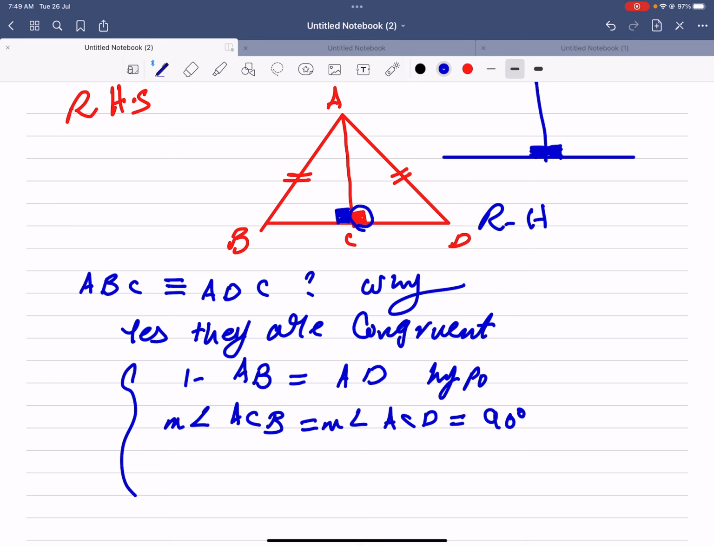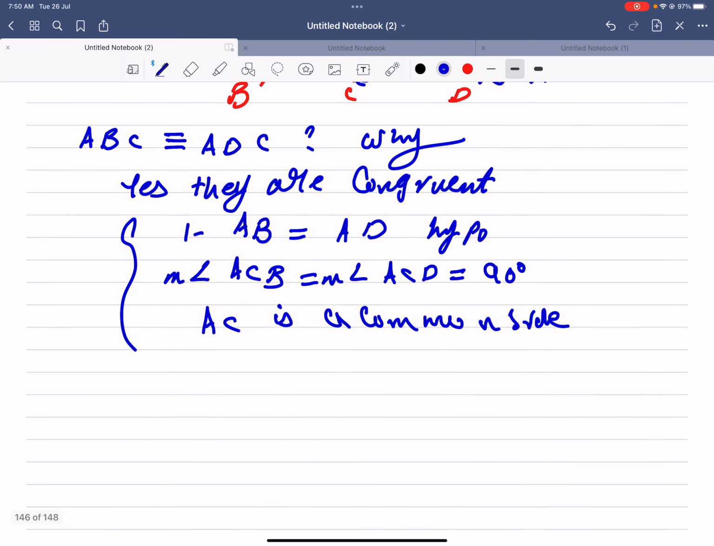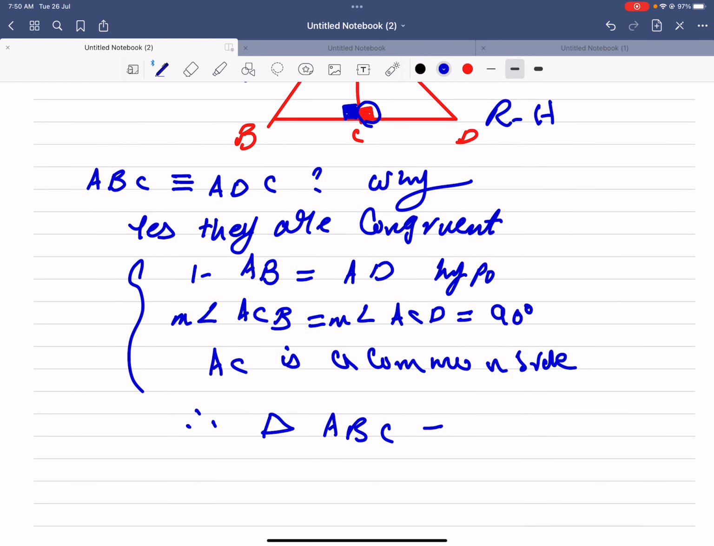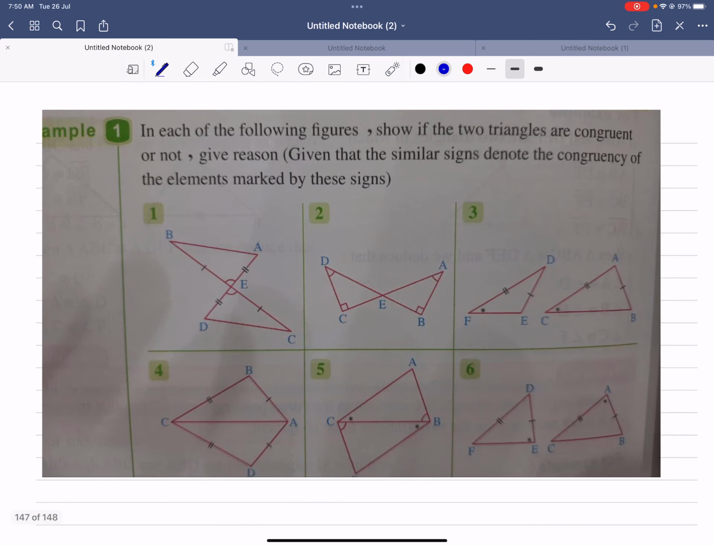Okay, notice that AC, which is in front of you, is a common side. I mean both of the two triangles share a common side, meaning if it is 7 in the first, it will be 7 in the second, and if it is 5 in the first, it will be 5 in the second. So we say AC is a common side, which means that they are congruent. Therefore, triangle ABC is congruent to triangle ADC by right, hypotenuse, side. So let's move to these cases which are in front of you right over here.